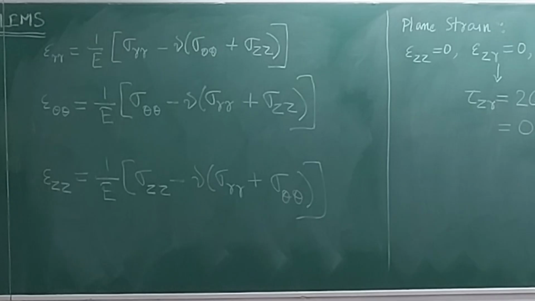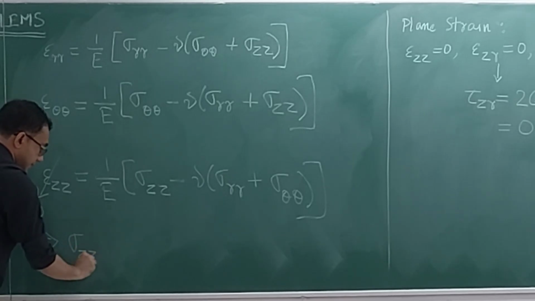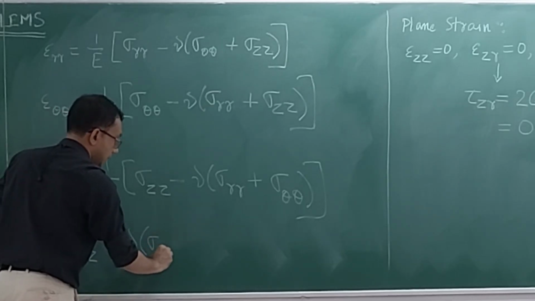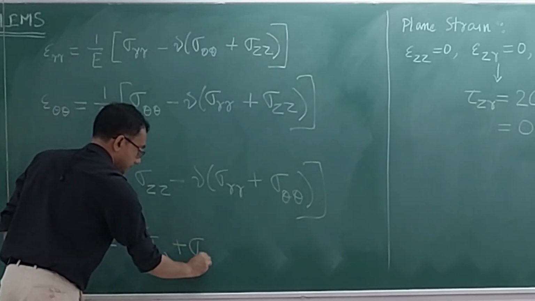Here we can use a simplification. We have already said that we are going to model the thick walled pressure vessel as a plane strain problem. And because it is a plane strain problem, the epsilon zz is equal to 0. If the epsilon zz is 0, then you can do something very nice with the right hand side. You see, we can immediately conclude that sigma zz is equal to nu times (sigma rr plus sigma theta theta).